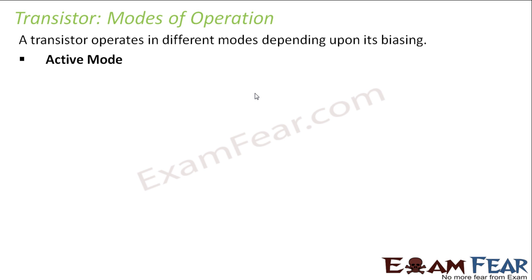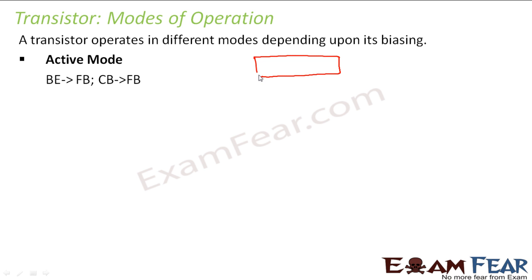The first one is the active mode. A transistor is said to be in active mode when the base emitter junction is forward biased and the collector base junction is also forward biased. That means this is your transistor. This time let me take the example of an NPN transistor. This is my emitter, this is base, this is collector. So this says that the emitter base junction is forward biased.